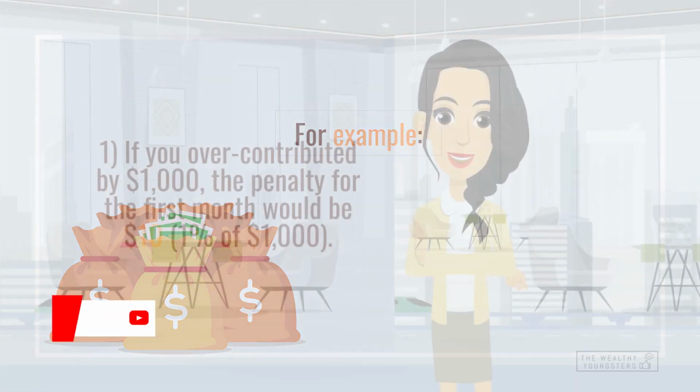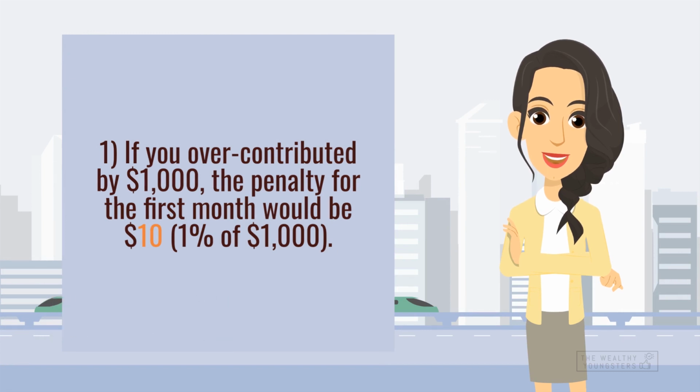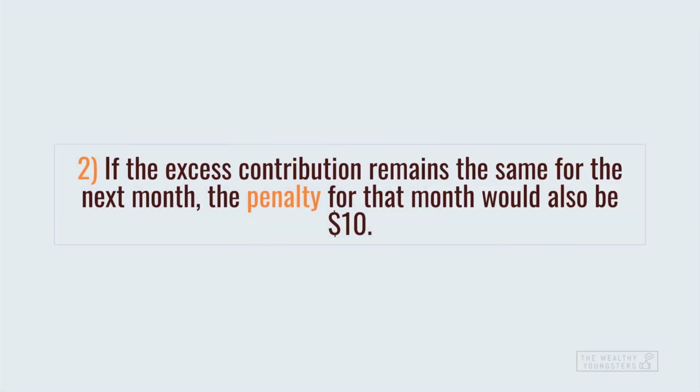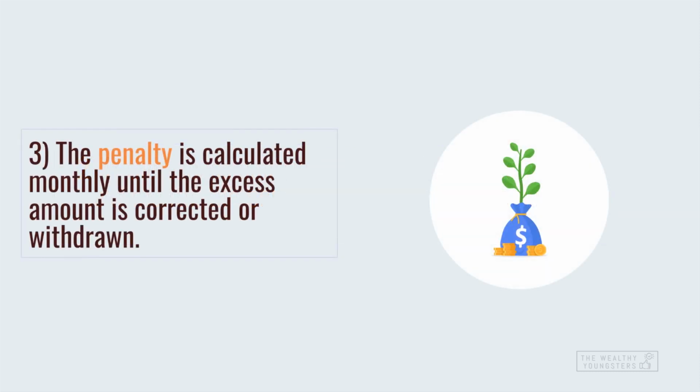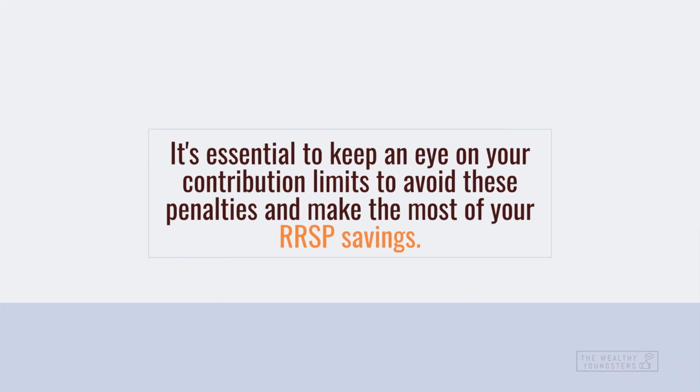For example, if you overcontributed by $1,000, the penalty for the first month would be $10, 1% of $1,000. If the excess contribution remains the same for the next month, the penalty for that month would also be $10. The penalty is calculated monthly until the excess amount is corrected or withdrawn. This way, you can understand that the penalty is a percentage of the excess contribution and accumulates each month until the issue is resolved. It's essential to keep an eye on your contribution limits to avoid these penalties and make the most of your RRSP savings.